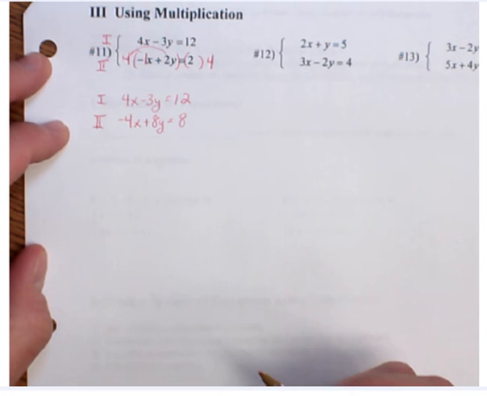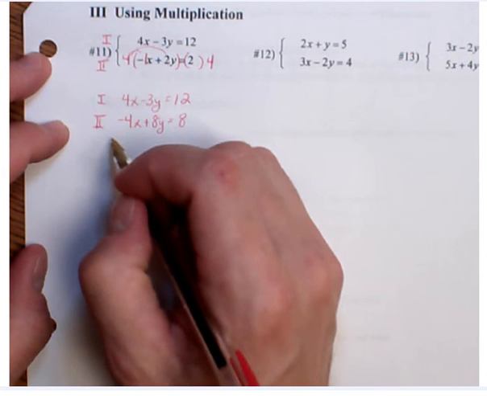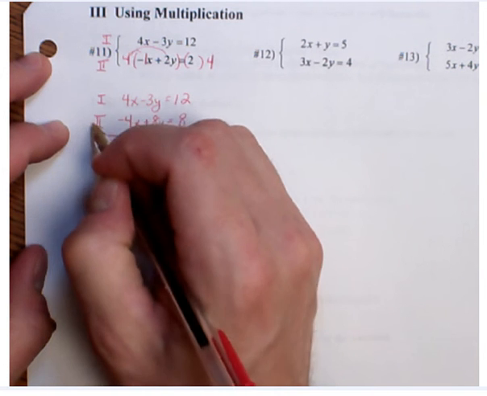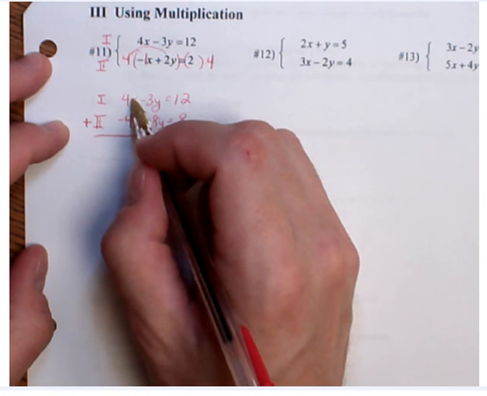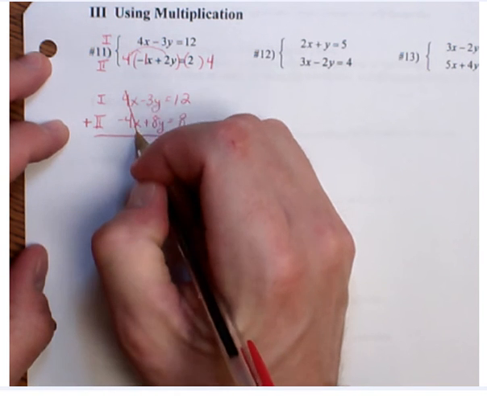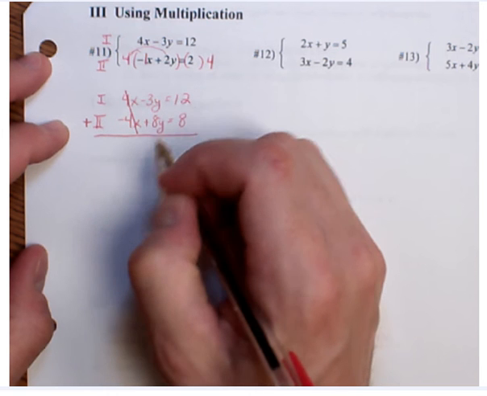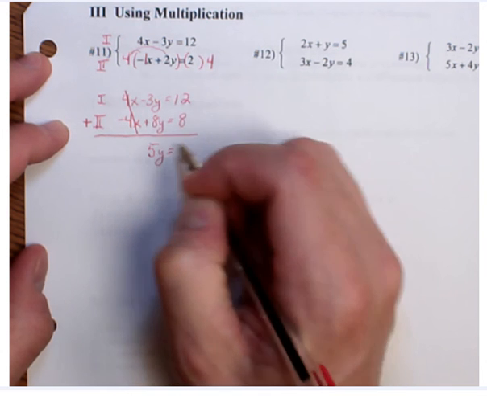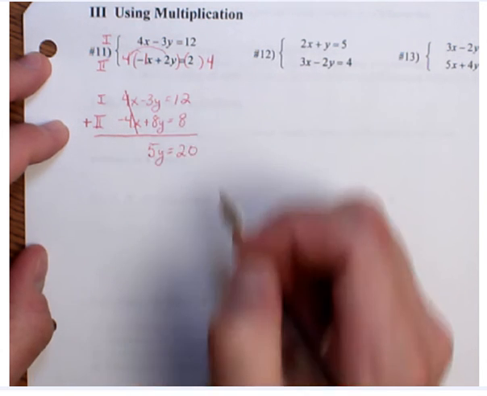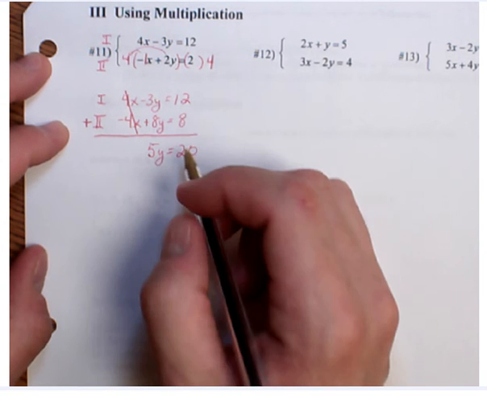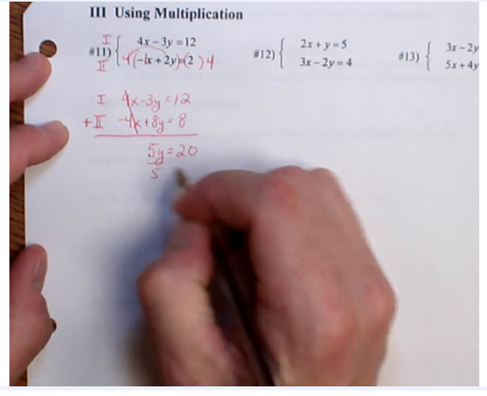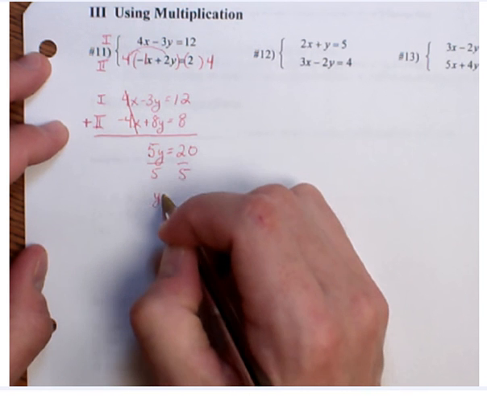Now we can do something with this. These are opposites. So the next step, we're going to add the two equations. We're going to add the columns. 4x plus negative 4x, 0. Negative 3y plus 8y is 5y equals 20. We eliminate the x. Now we can solve this for y. Divide by 5, divide by 5, y equals 4.